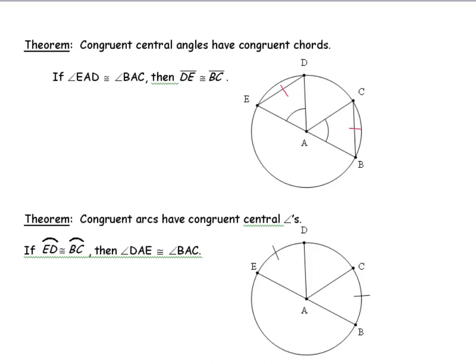In the next theorem, if you have congruent arcs, then you automatically have congruent central angles. So if the measurement of arc ED and arc CB are the same, or the arcs are congruent, I automatically know that the two central angles formed with those arcs, angle DAE and angle BAC, are congruent. So if the arcs are congruent, then the central angles are congruent.